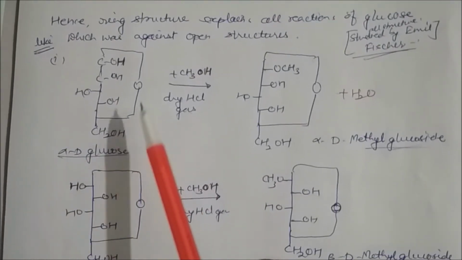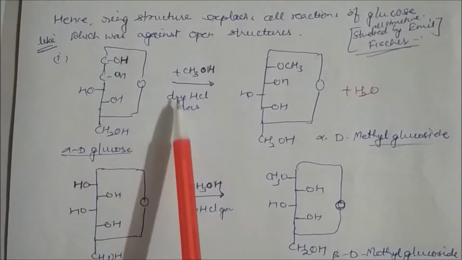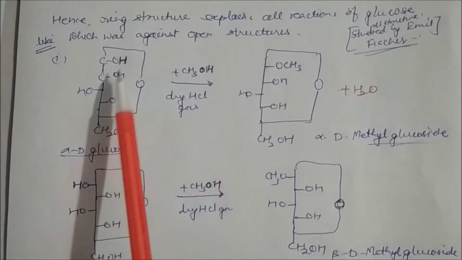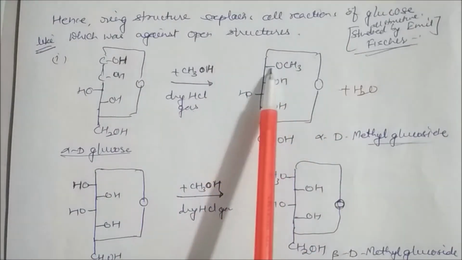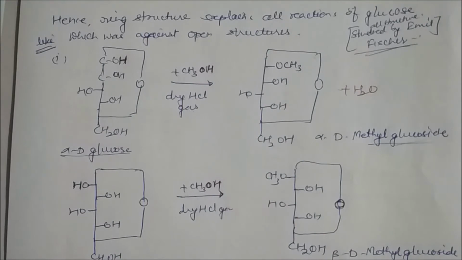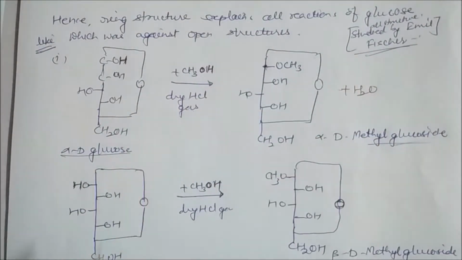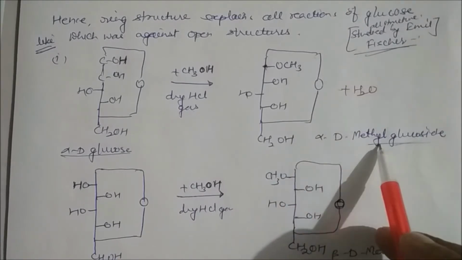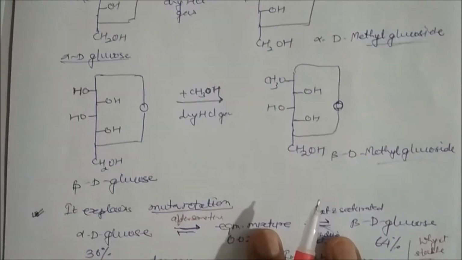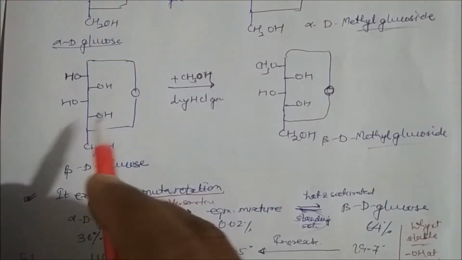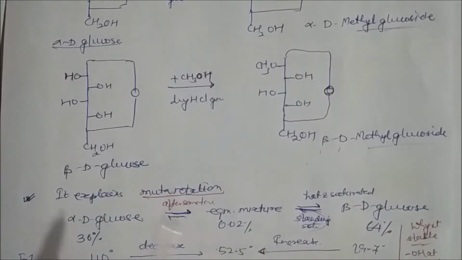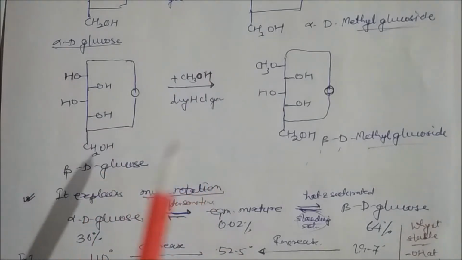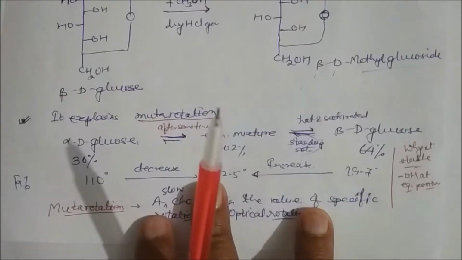So this is the hemiacetal, you can see here. This is the cyclic structure of alpha D glucose, and after addition of methyl alcohol in dry HCl, the OH plus H gives you water and you get this structure. So this OCH3 and O, this is your hemiacetal, and this carbon is our hemiacetal carbon. This is called alpha D methyl glucoside. And if you take beta glucose, which means the OH is on the opposite side outside the ring, in the presence of methanol and dry HCl gas you will get the OCH3 outside. This is called beta D methyl glucoside. So the reaction with methanol gives alpha and beta methyl glucoside.